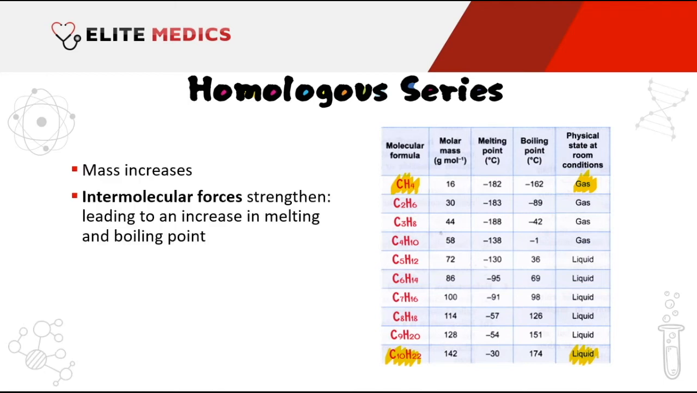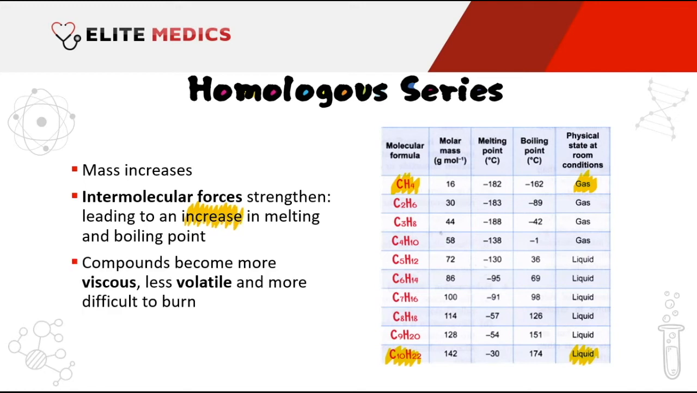So the mass increases, the intermolecular forces strengthen, which leads to the increase in melting point and boiling point. Compounds become more viscous and less volatile, and they're more difficult to burn, simply because to burn something you need to add enough heat energy to break the bonds. If I'm telling you I've got 10 to 20 plus bonds present, we're obviously going to need a lot of heat energy to achieve that breakage.